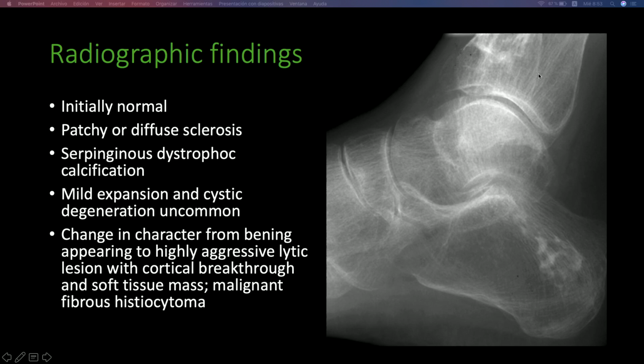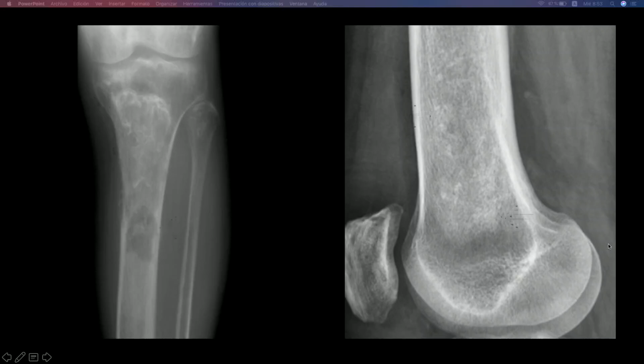This is not the punctate calcification seen in an enchondroma, which is our main differential diagnosis. And the multiplicity of the lesions also invokes the diagnosis of bone infarcts, because they could be multiple. On this AP x-ray, we can see a serpiginous calcification in the metadiaphysis, which is typical of the bone infarct.